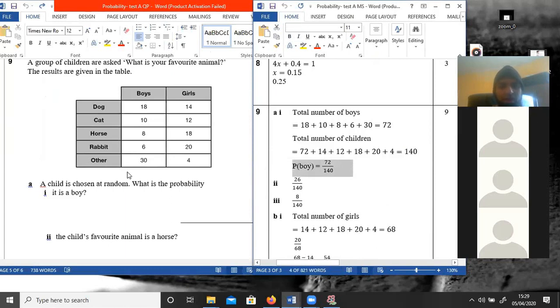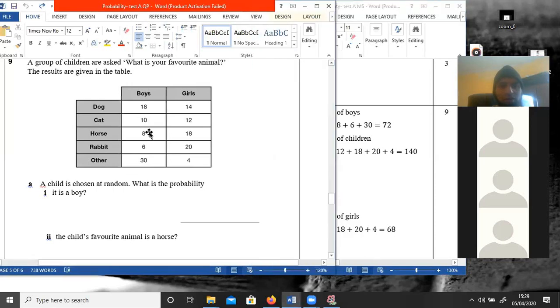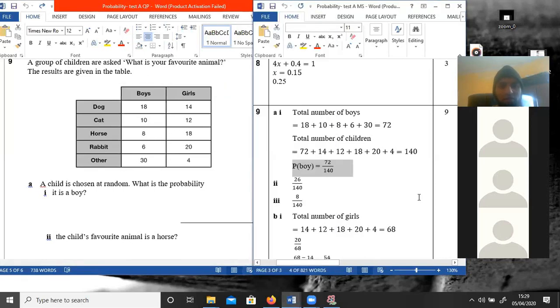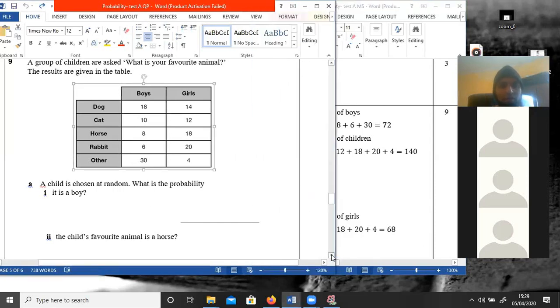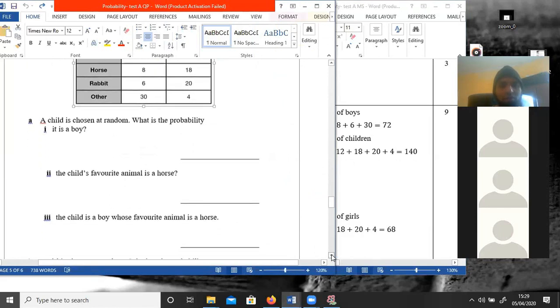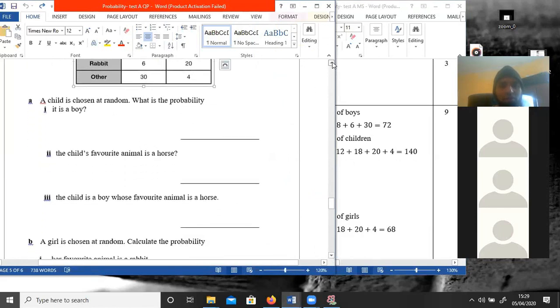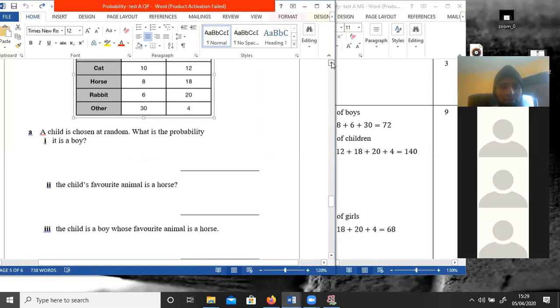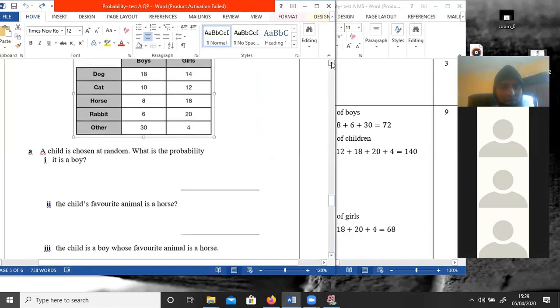Okay, if everyone's okay with that, because no one's complaining, we can move on. The favorite animal being a horse. Well, 8 of the boys like horses and 18 of the girls like horses. So it's 26 out of a total, which is 26 out of 140. Then, number 3 and number 4. Are you allowed to simplify them? You can simplify them. Even better if you simplify them, to be honest.